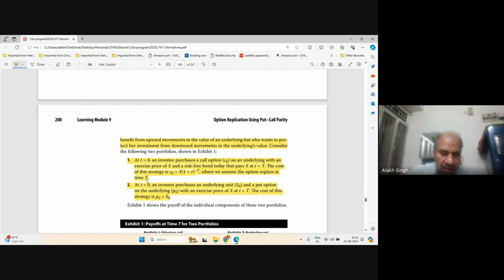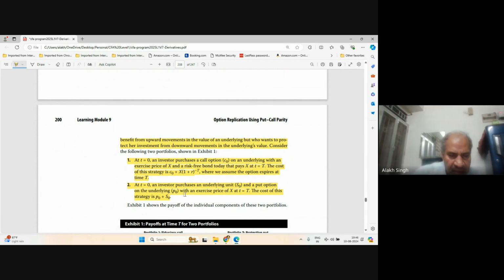So he bought these things. How much money did he spend? He paid for the call and he also paid for the bond. Okay, let's see. What does he do if he buys the put? So at T0, an investor purchases the underlying unit S0. So he paid money for S0 and a put option P0.